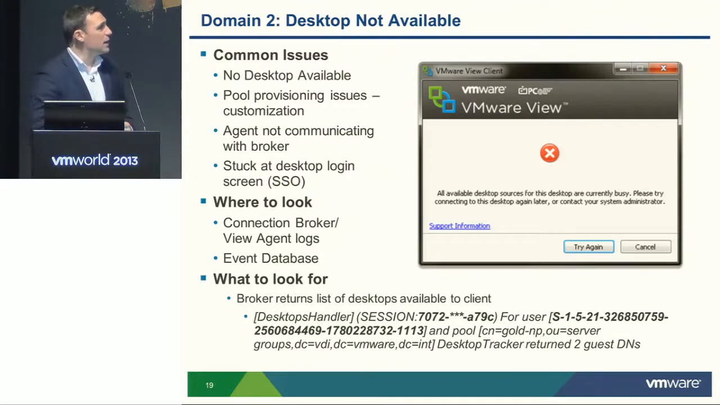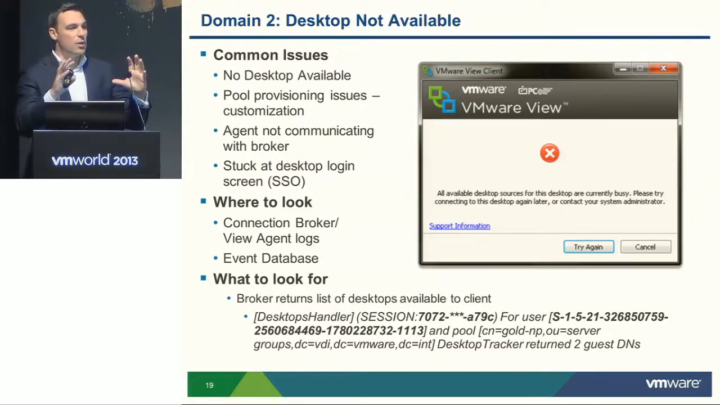Again, we're looking in the connection broker logs and the event database. Specifically what we're looking for here is whether or not, when the client connected to the connection server, a pool of desktops was returned to that client. So once they've authenticated, the next thing that should happen is within their View client, they should get a list of desktops that are available to them.